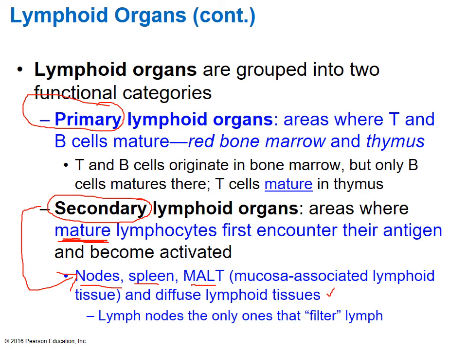Now, keep in mind that when we take a look at our secondary lymphatic organs, there is only one that can actively filter the lymph. And I shouldn't even say secondary. When we take a look at all our lymphatic organs, there's only one organ that can actively filter the lymph, and that is going to be the job of the lymph nodes.